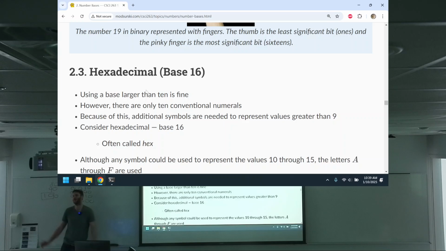So we talked about base 10, and we talked about base 2. Do we have any questions about base 10 and base 2 at this stage? Perfect.